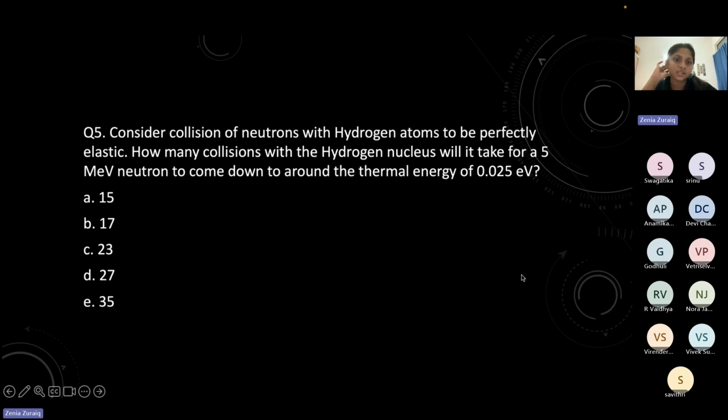So consider a collision of neutrons with hydrogen atoms to be perfectly elastic. Elastic means that after colliding, they are just moving on their own separate paths. Elastic collision is your billiard balls example, very famous example. Inelastic is when they merge or they transfer their energy in such a way that they are one entity and they go. That is a very simple way of thinking of elastic versus inelastic.